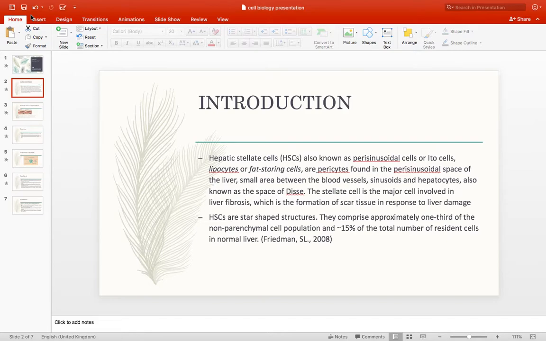The HSCs are star-shaped structures. They comprise approximately one-third of the non-parenchymal cell population and 15% of the total number of resident cells in normal liver.